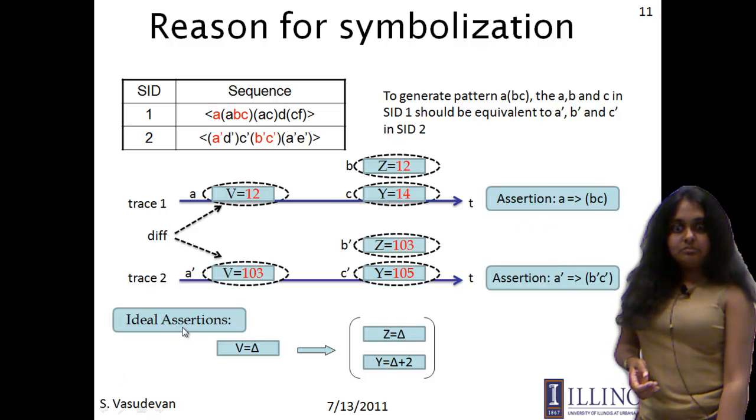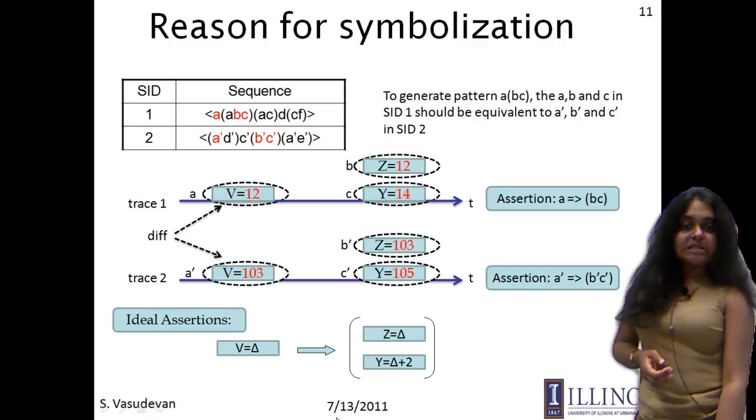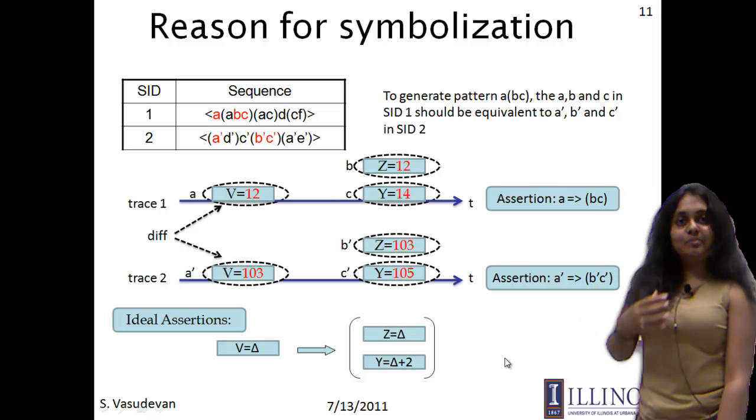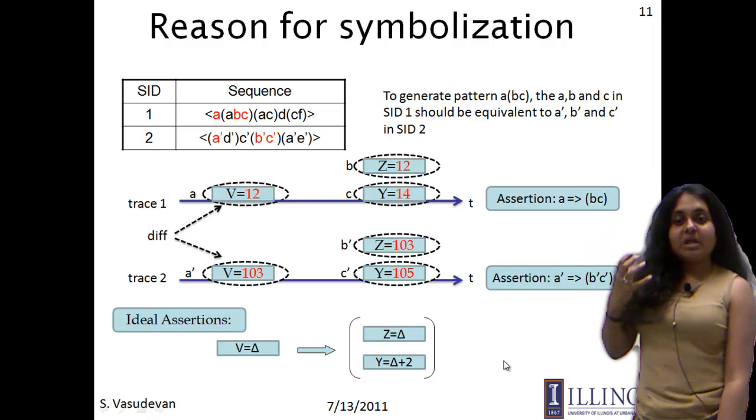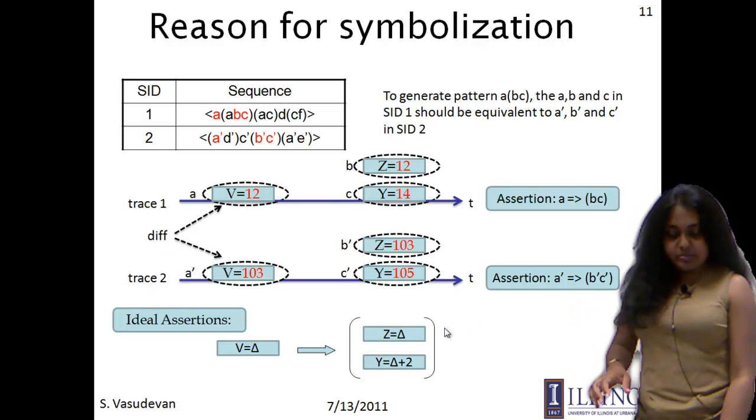So the ideal version of these assertions is something more symbolic than explicit concrete events, and that would be something like, if V is delta, then Z is delta, the same thing as V, and if V is delta, then Y is delta plus 2. So numerically, whatever V is plus 2. This kind of symbolization is what is desirable to make these assertions very valuable, instead of having hundreds of assertions which pretty much are saying the same thing.